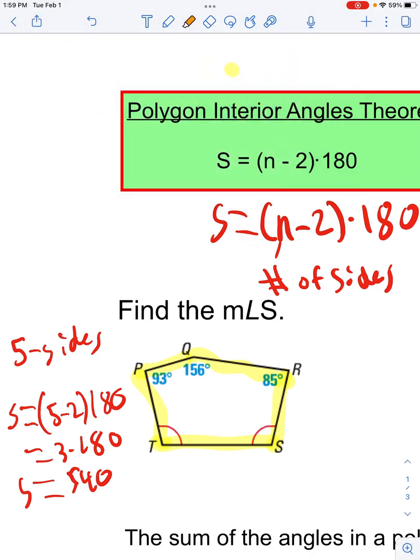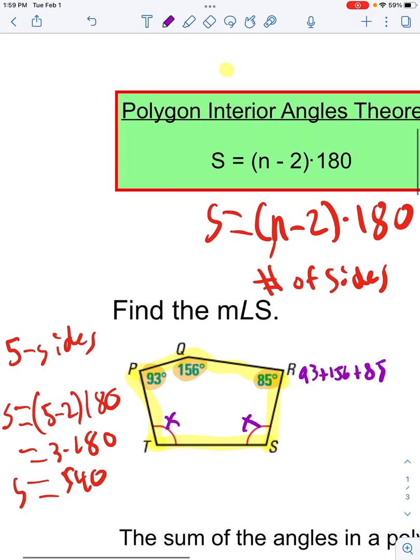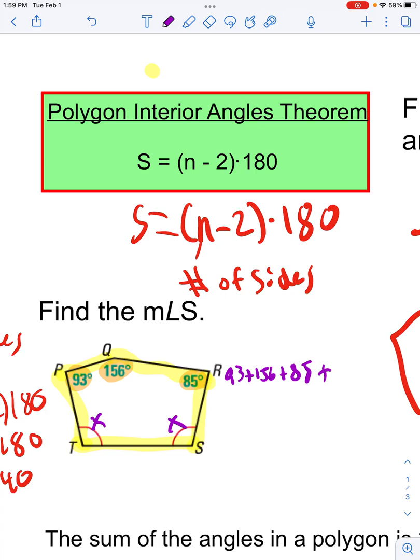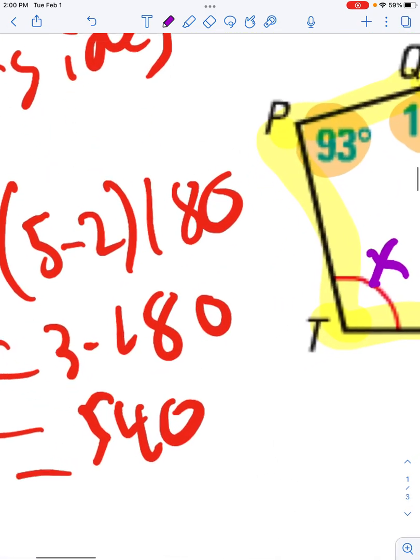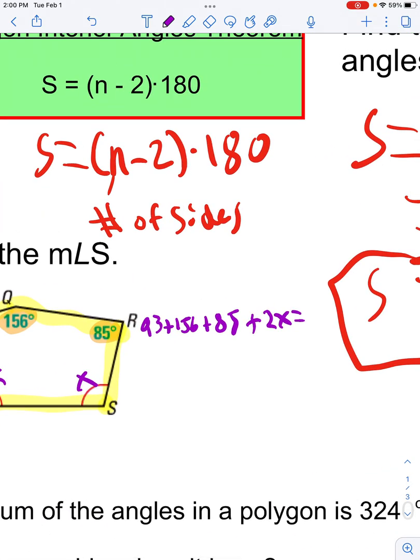I see that I have 93, 156, and 85, so I'm going to add those up. But I have to figure out what I'm going to do with T and S. I'm going to call these X, and since they're the same, that would be like adding up two of them. So plus X, that's like saying 2X. And then I just found that the total is 540, so equals 540. Let's do some simplifying. I've got like terms here: 93 plus 156 plus 85.